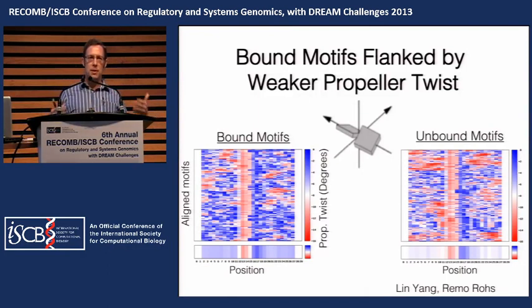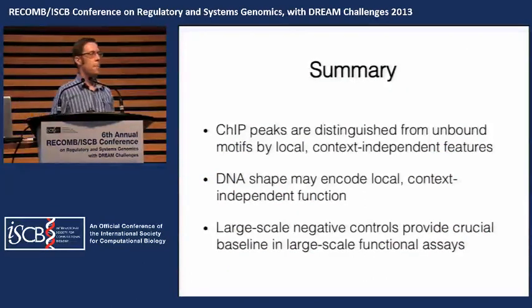Fortunately, because we synthesize our elements and we test them in our assays, we can test this by trying to redesign these motifs, these unbound motifs. I don't have data to show you. That's an ongoing effort right now. But what I would like to do is redesign the sequences flanking the unbound motifs to have weaker propeller twist or wider minor grooves without actually changing the motif itself, and thereby test the hypothesis that DNA shape contributes to function.